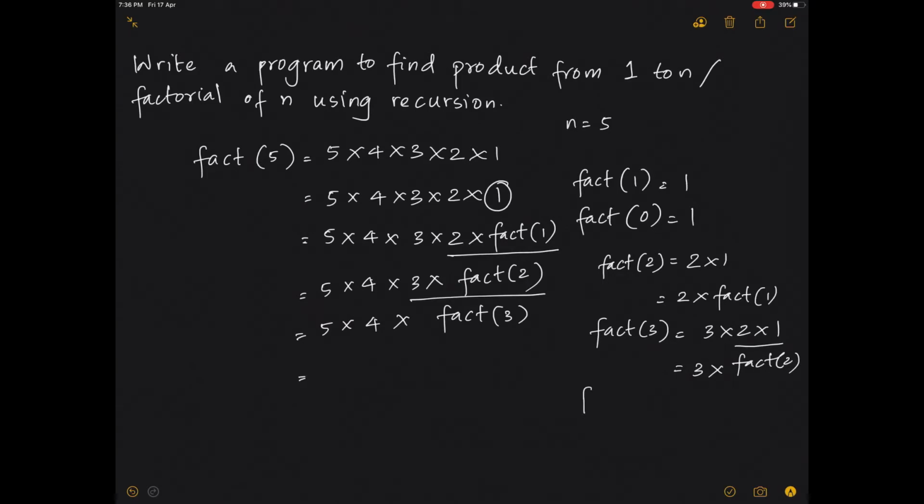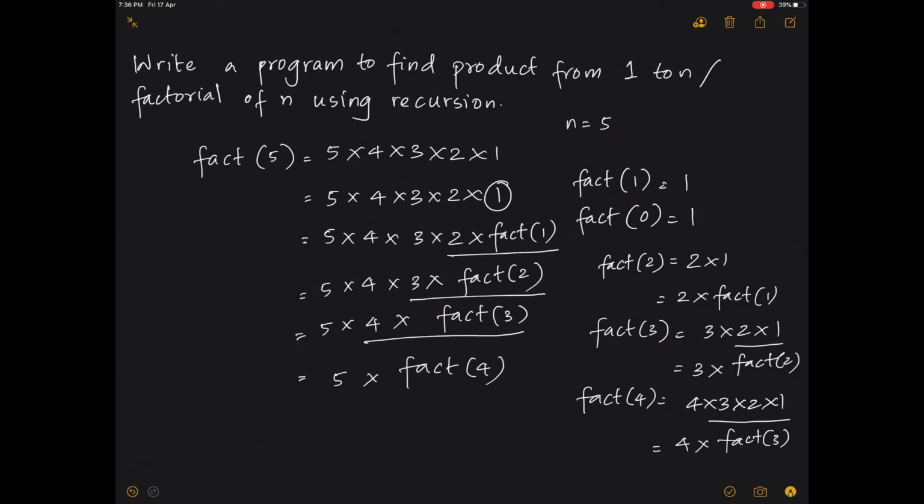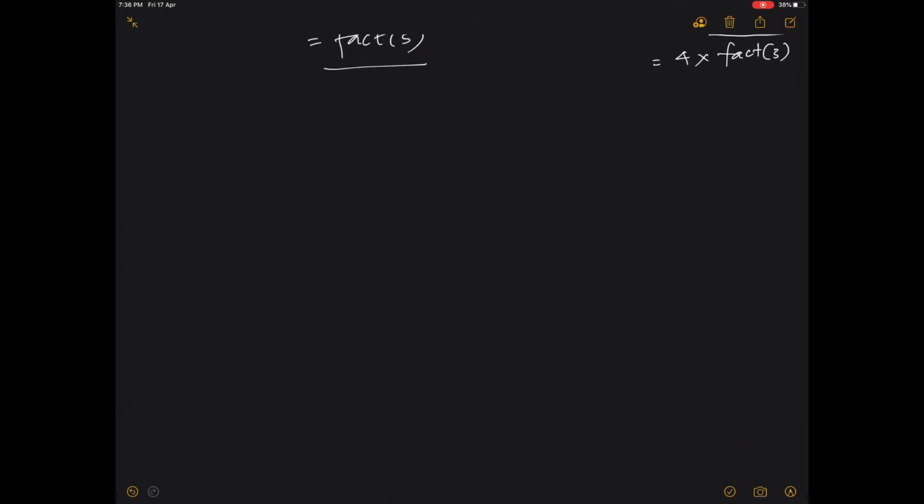And now factorial of 4. So factorial of 4 is equal to 4 into 3 into 2 into 1, where this part is already labeled as factorial of 3, into 4 gives the value of factorial of 4. So this can be labeled as factorial of 4 and into 5. This will be 5 into 4 into 3 into 2 into 1, which is actually factorial of 5. So my LHS and my RHS are the same. I have reduced this from a big problem into a smaller problem.